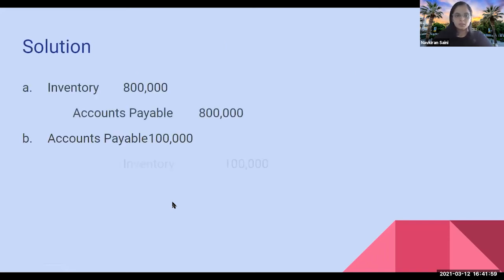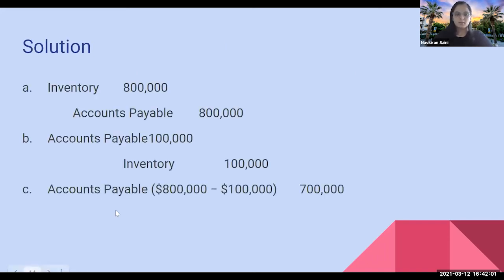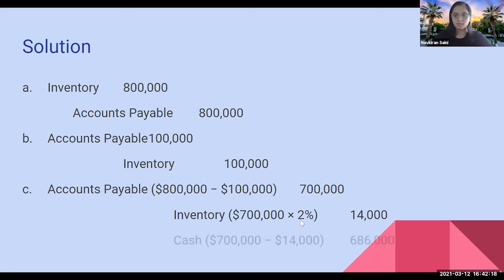700,000 accounts payable, that's something we are paying off, so our liability is decreasing. It's a debit. And we are getting the discount of 14,000, which is 2% of the amount due. And we are actually only paying 686,000. So credit cash for 686,000. We are crediting inventory here because we are getting the discount. That's why we no longer need to pay for that. So yes, thank you for your answers in the chat.